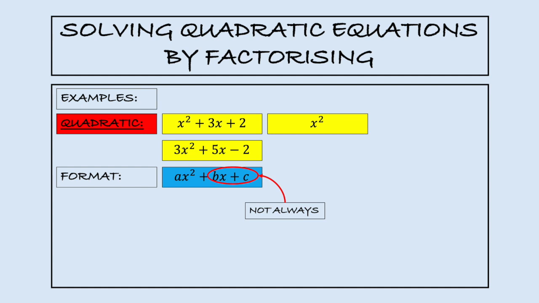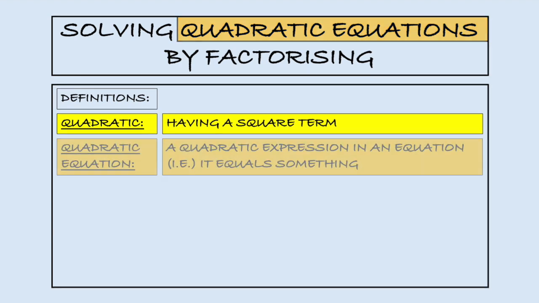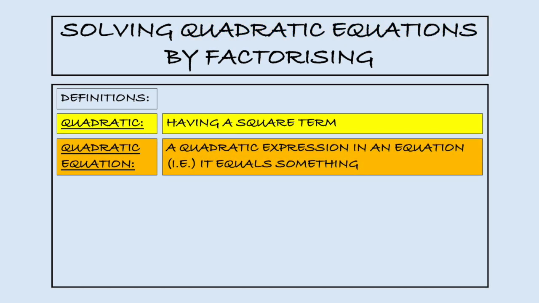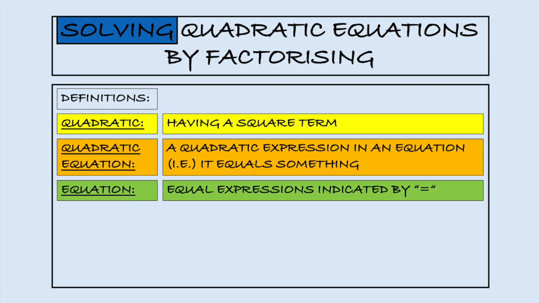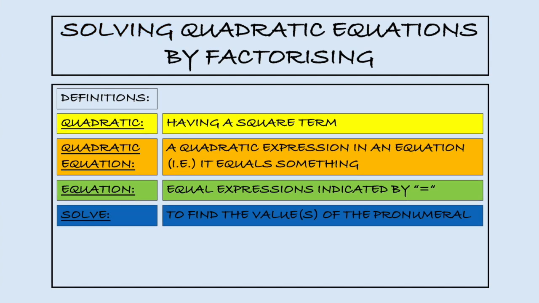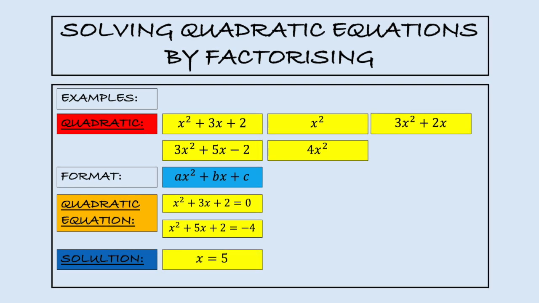Now that we know what a quadratic is, let's see it in an equation. Like any other algebraic equation, a quadratic equation is simply a quadratic expression that equals something. An example of this is x squared plus 3x minus 2 equals 0. Now all we have to do is solve the equation, which means finding the values of the pronumerals. In most cases, we are looking for the solution to the unknown pronumeral. A simple equation like x equals 5 or x equals negative 1.